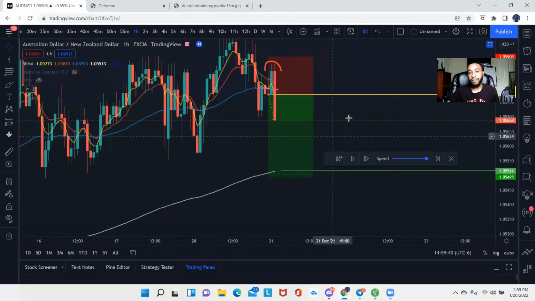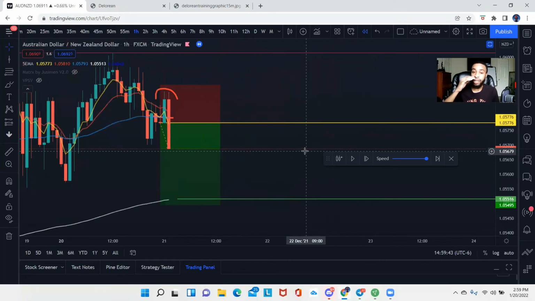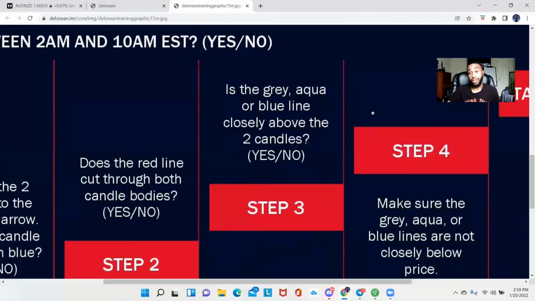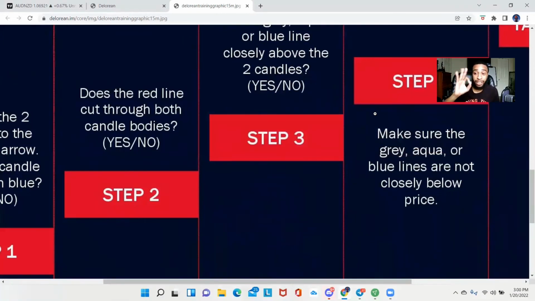Now, I'm going to give you guys something I want you to take notes of. The aqua cutting through is the same thing as it being closely above. I'm going to repeat that one more time. The aqua cutting through is the same thing as it being closely above. So I want y'all to remember that, and I want y'all to apply that, okay? So guess what? Step number 3 also lines up. You literally see how fast we went through those 3 steps.